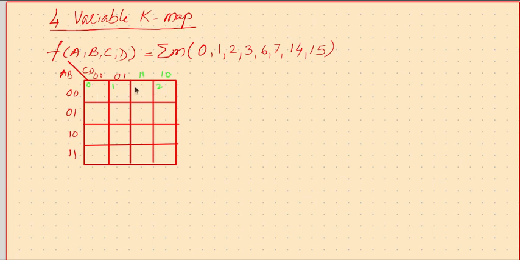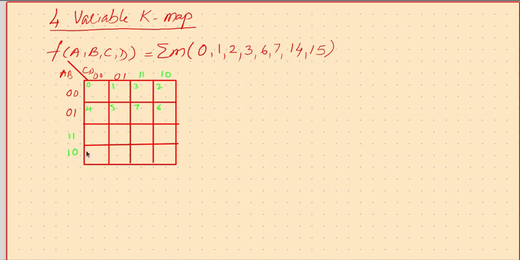And this is 2, this is 3, this is 4, this is 5, this is 6, this is 7. So just remember that these two columns are swapped. Same way, these two rows are also swapped to make things convenient. These two rows swapped, these two columns swapped, so as to make sure that the neighboring cells have only one variable changing, all other variables will be common.